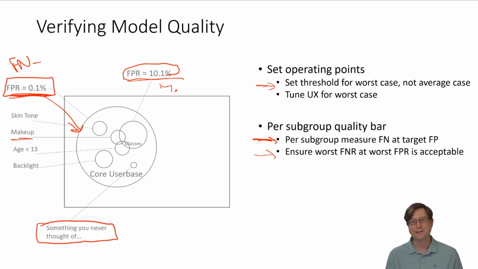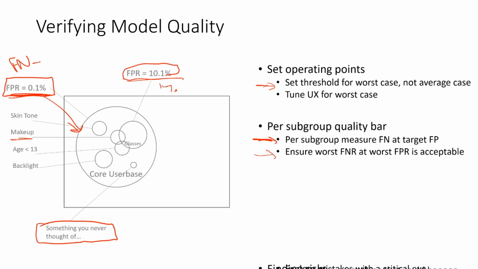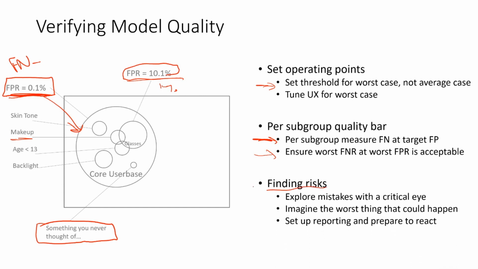So it's good practice, but as data people, we can do better than just throwing up our hands. We can measure lots of things. And if you think about measuring to find the risks or find the problems, you can look in your data and explore the mistakes with a critical eye and ask, what could happen if this mistake isn't random, but if this mistake is systematic?